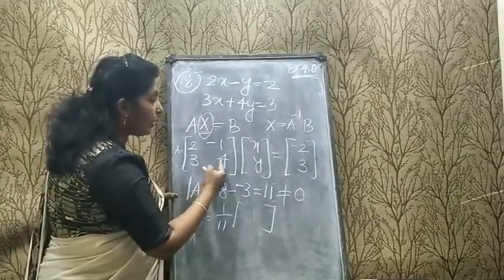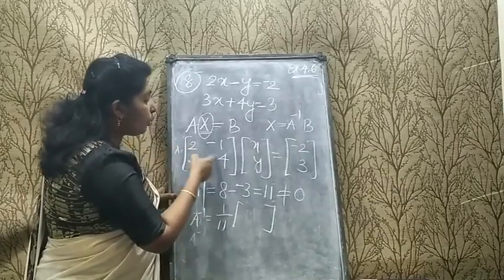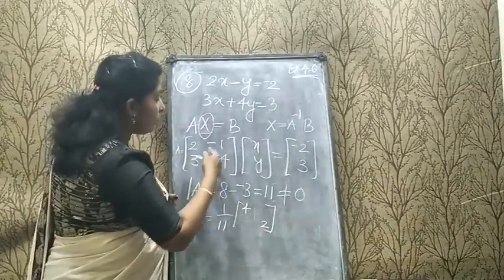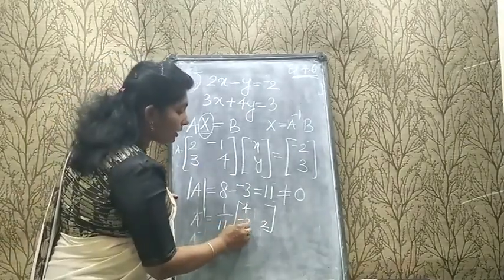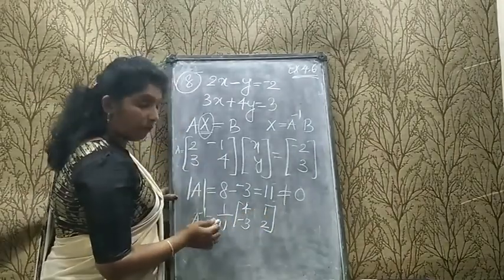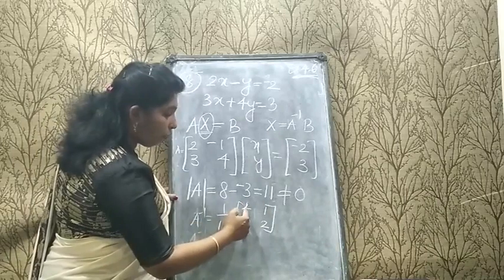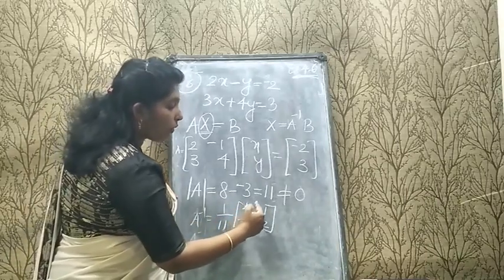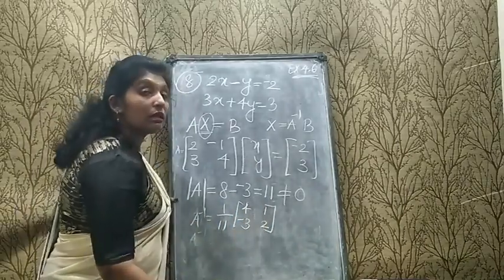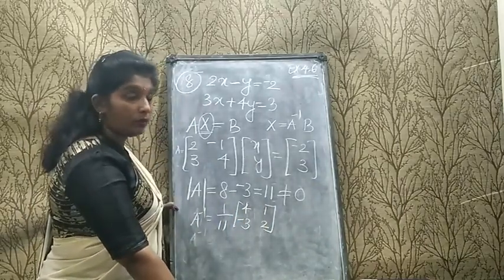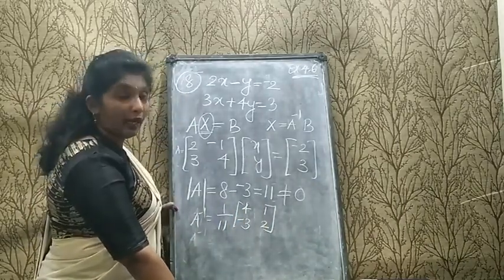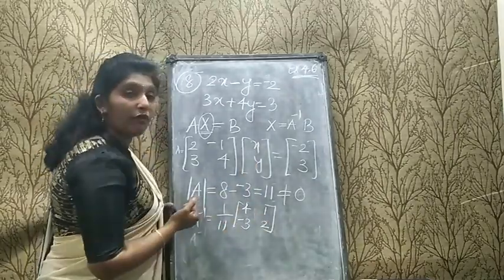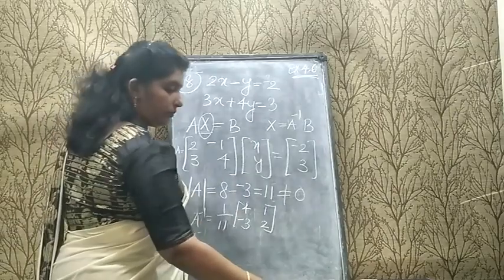Adjoint of A you can directly write. 4 and 2 you have to interchange: 4 will come here and 2 will come here. These two signs you have to change: minus 3 and 1. Now here 1 by 11 into 4, 1, minus 3, 2. This is A inverse. Now you have to find X. For finding X, this A inverse you have to multiply with B.